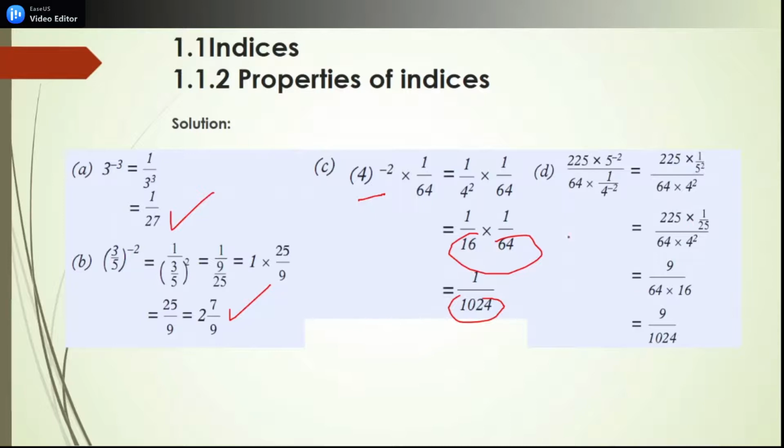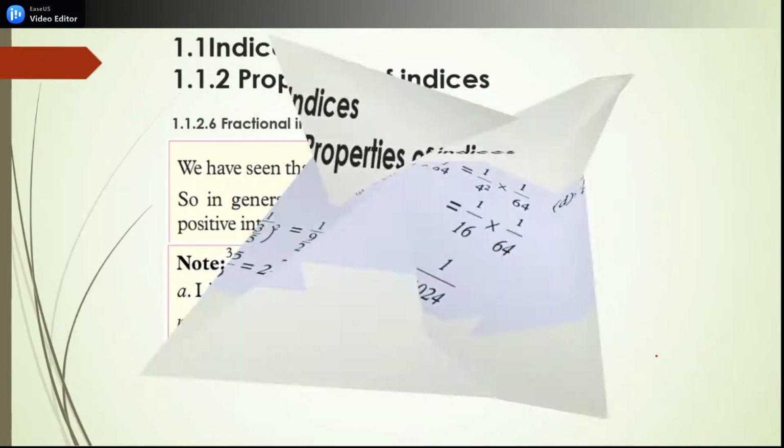You have also this one. You have to insist on this point and on this one. It's the reason why this one gives one, this, and this gives. Final result is equal to 9 over 1024.